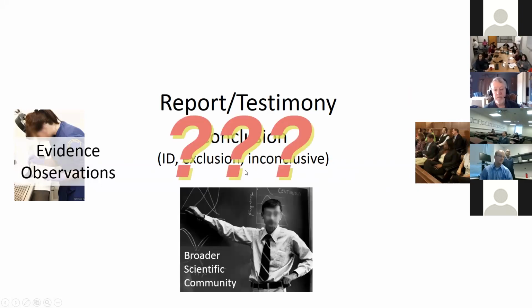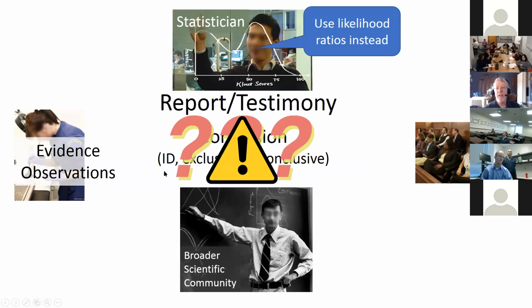And more recently, the broader scientific community has looked at this process and raised some questions like, are these processes validated? Do we know what the error rates are for them? And the statistical community has been maybe a little more direct in expressing concern with a reliance on categorical conclusions for informing additional parties, and has offered the suggestion of using likelihood ratios instead.